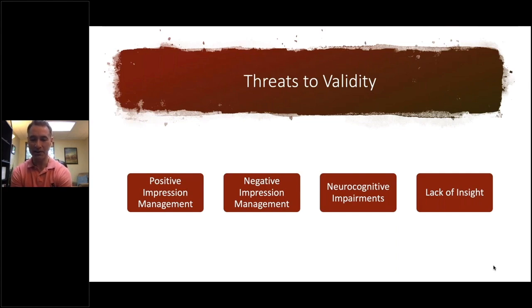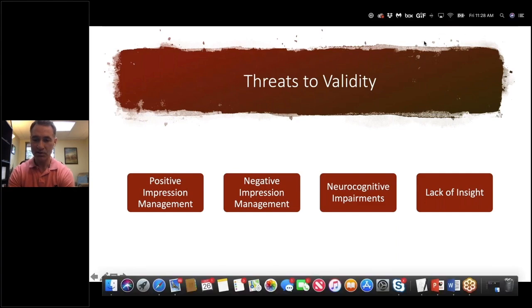A third threat to validity is neurocognitive impairment. Some of our clients are not very good historians. Some have different cognitive impairments that will make it harder for them to draw connections or remember information accurately and report it accurately to you as the evaluator. Additionally, some clients have a lack of insight. In fact, that's very common when it comes to addictive disorders, as I talked about before.